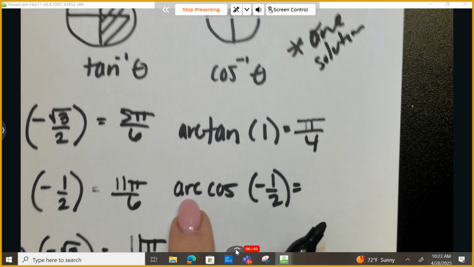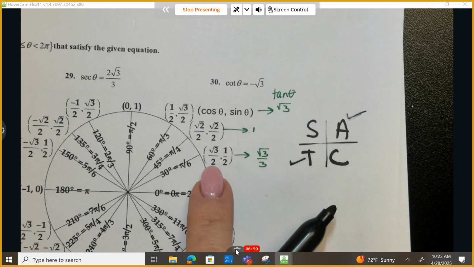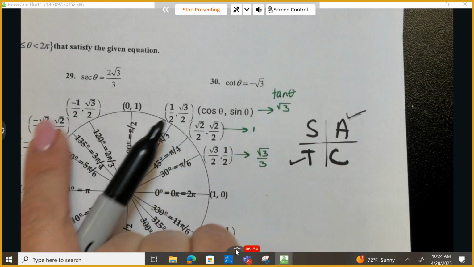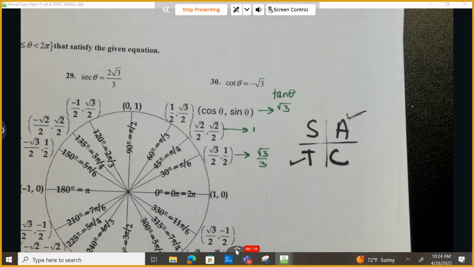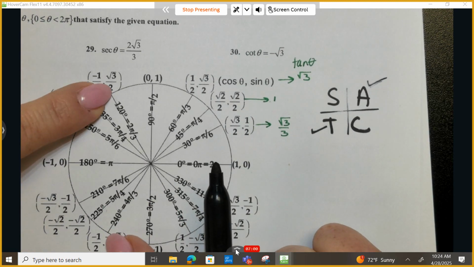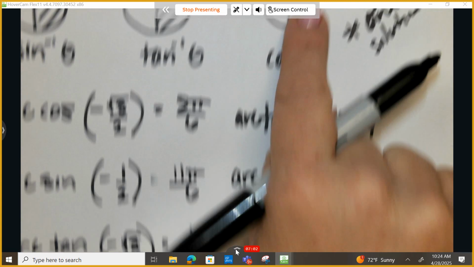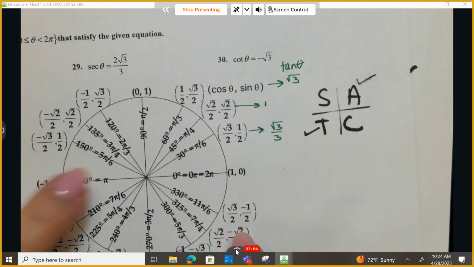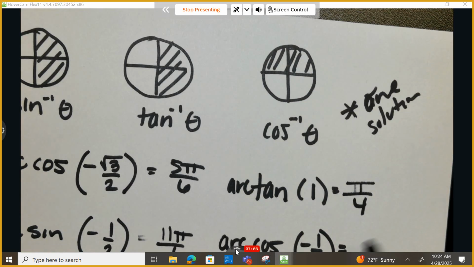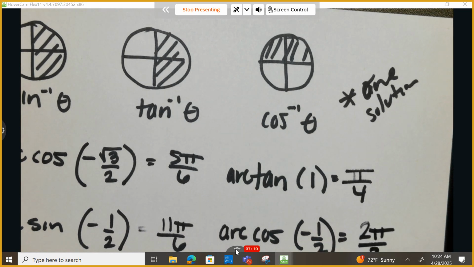Okay, you ready? Let's get started. Arc cosine of negative 1/2. That's the first number, cosine, negative 1/2. Okay, here we go. Negative 1/2 occurs at 2 pi over 3, and here again at 4 pi over 3. So I have two spots, right here and right here. How do I know which one? It has to be in quadrants 1 or 2, making the only answer 2 pi over 3.